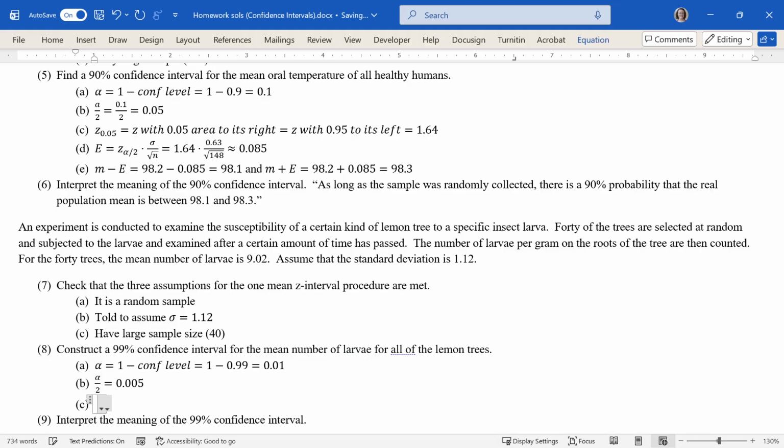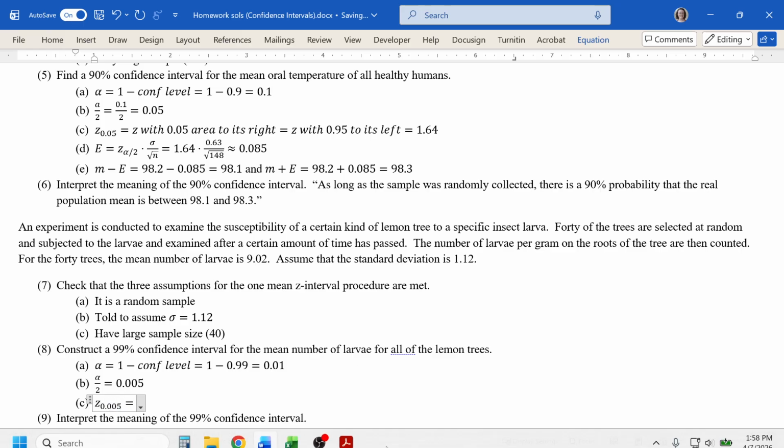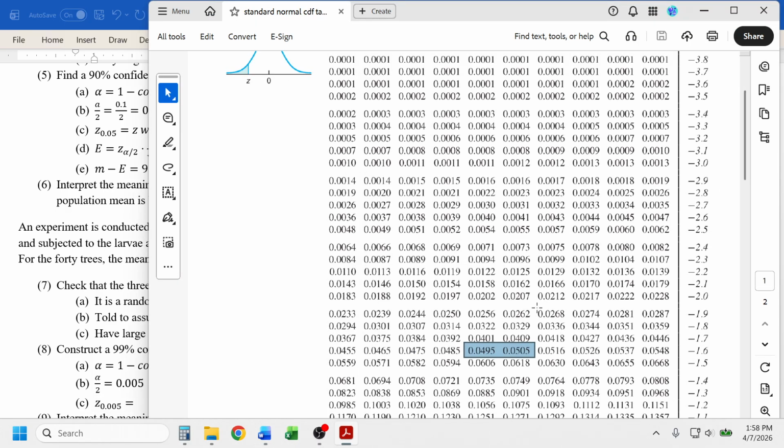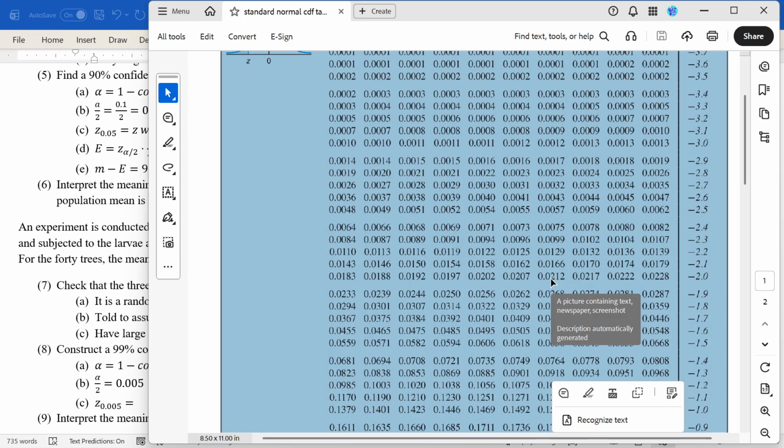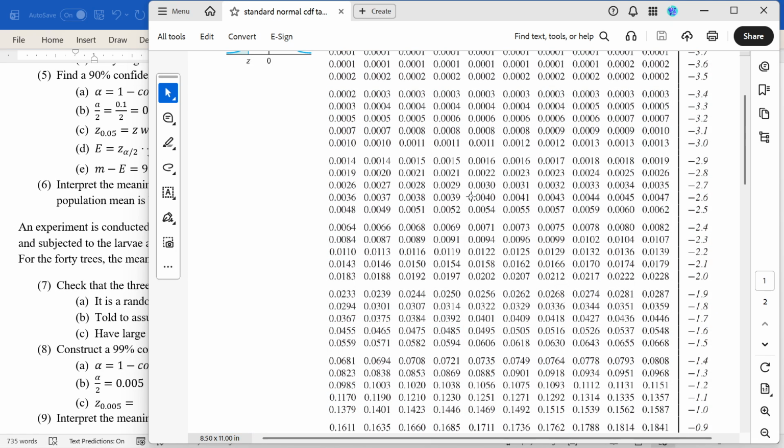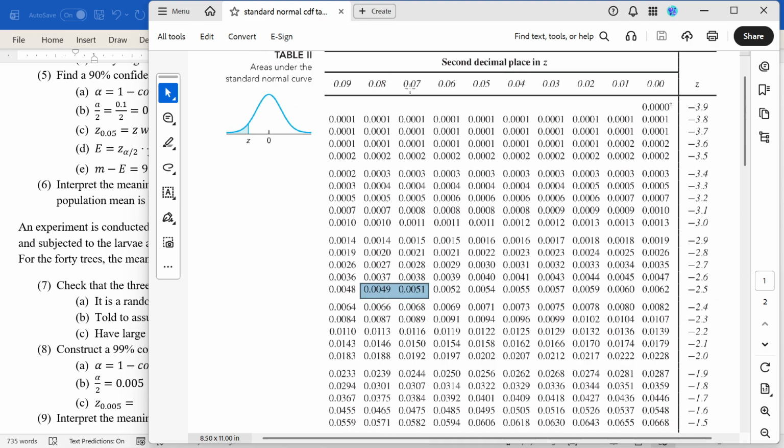Now I need z sub 0.005. I'll give you these on quizzes and tests, but for now I'm just going to look them up because I don't have the list of them with me. So 0.005, where am I at? It's between these two, I think. So negative 2.5, 7 or 8.